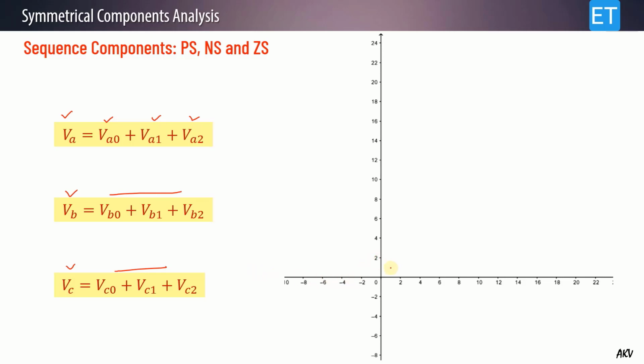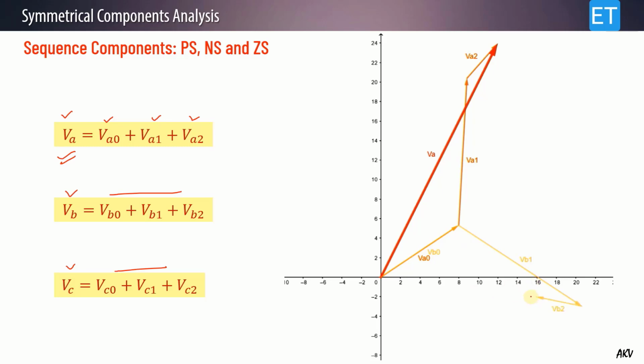So you can see that this is VA0, and then this is VA1 and then VA2, and after the vector sum we are getting this phase voltage VA. Similarly, we have the VB0, it's the same, then VB1 and then VB2, and after the vector sum we get this phase voltage, the yellow one. Then VC0, VC1 and then VC2, and then we get this phase voltage VC. So in this diagram you can see the complete vector sum of all these vector components.